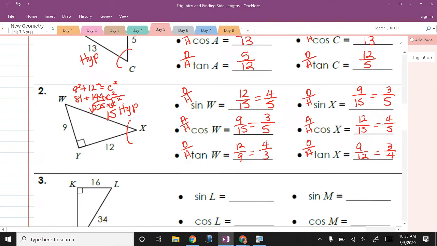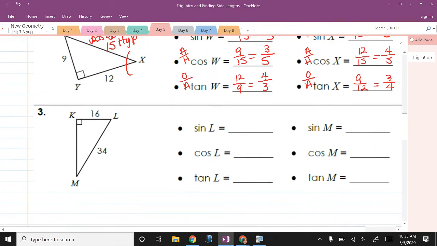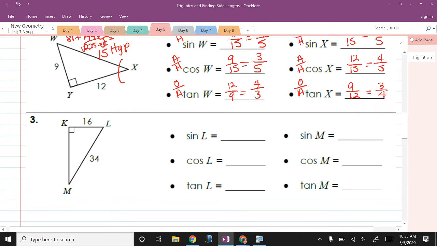Okay, let's start number 3 together, then I'm going to let y'all finish it. So, on number 3, did they give me all 3 sides? No. Am I missing a leg or a hypotenuse? A leg. Okay, so I'm just going to call it A squared. So, A squared plus, what's the other leg? 16 squared equals, what's the hypotenuse? 34. So, I'm going to label that hypotenuse. I'll need that in a minute.